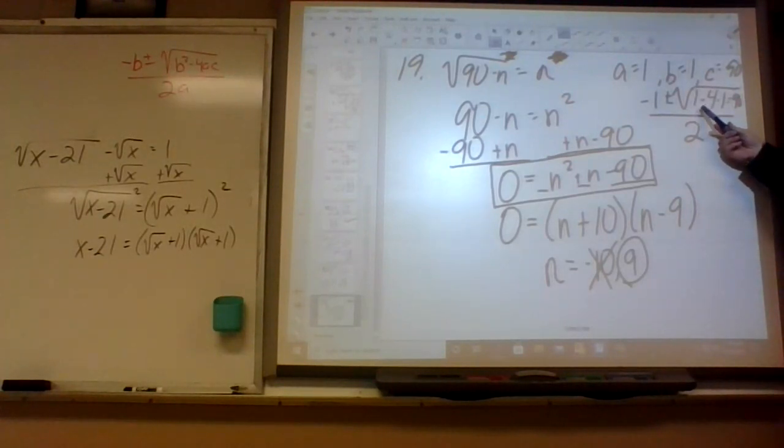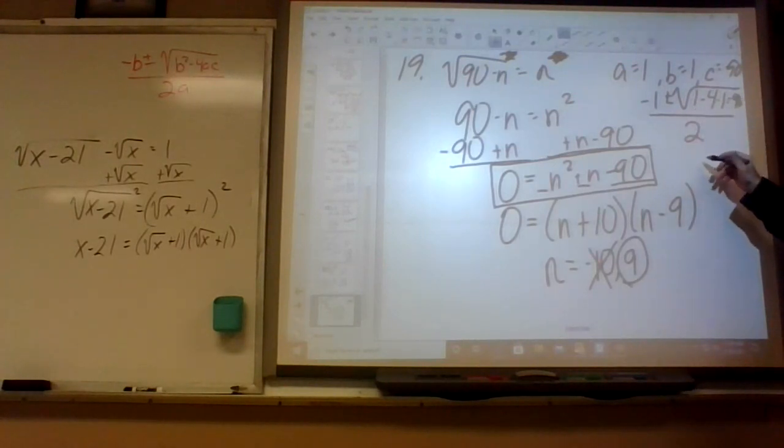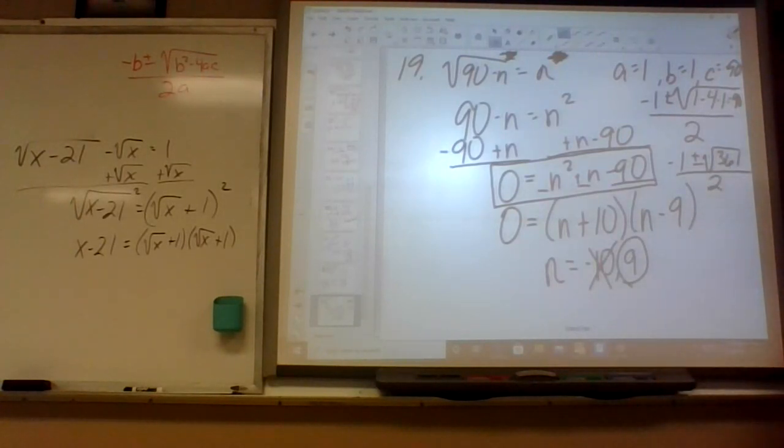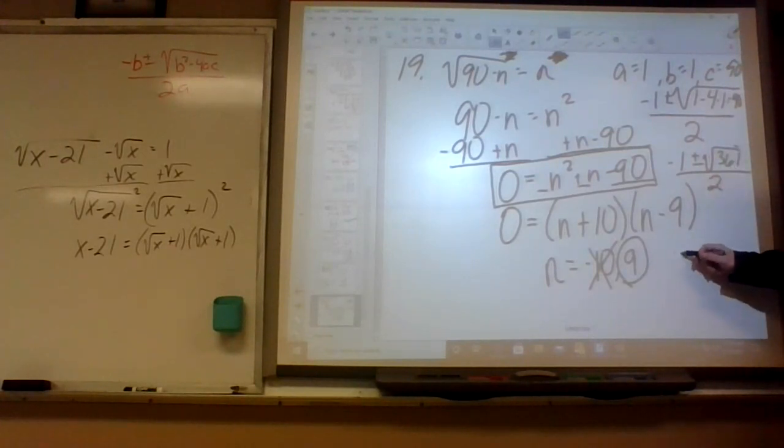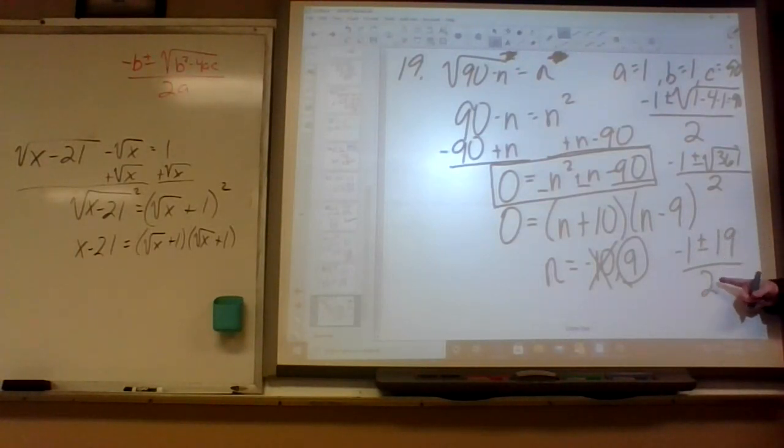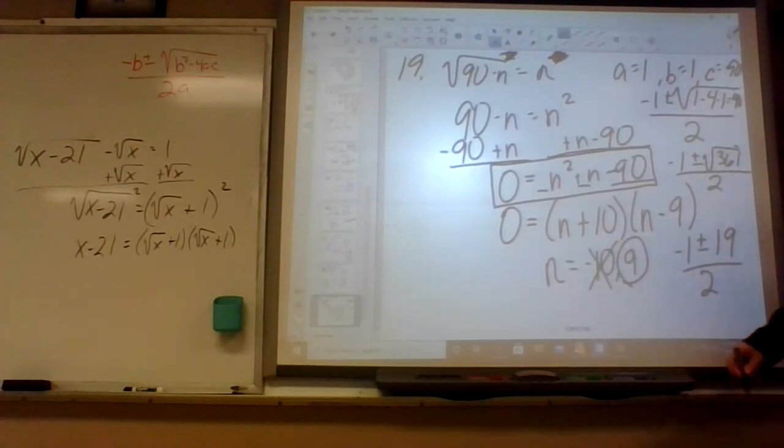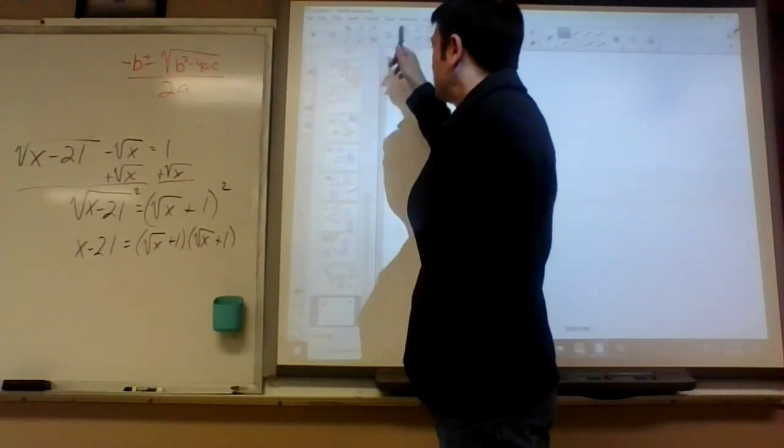Let's see, minus 4 times minus 90 would be plus 360. So that would be plus 361. What's the square root of 361? 19. So we have negative 1 plus or minus 19 over 2. Negative 1 plus 19 is 18. Divided by 2 is 9. Negative 1 minus 19 is negative 20. Divided by 2 is negative 10. So those are the two possible answers.